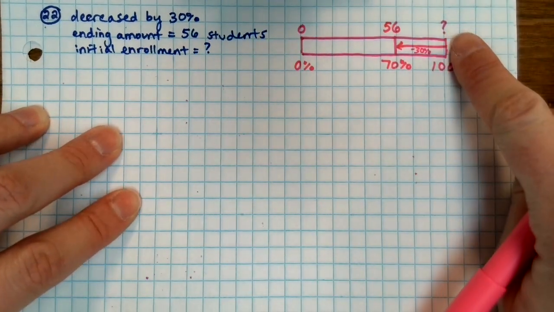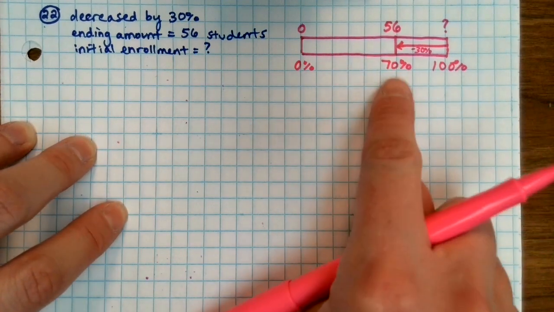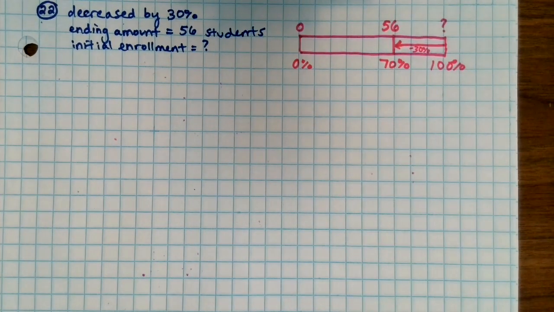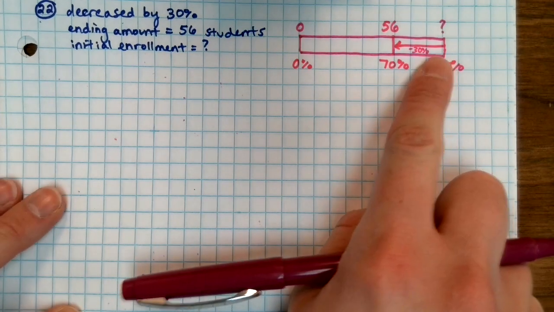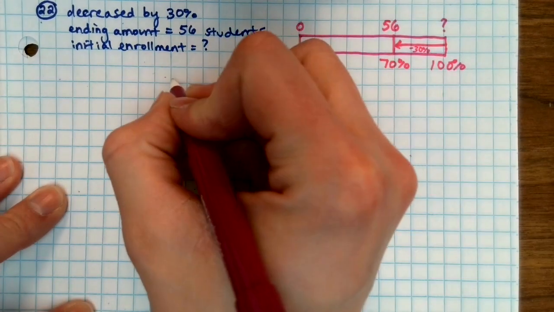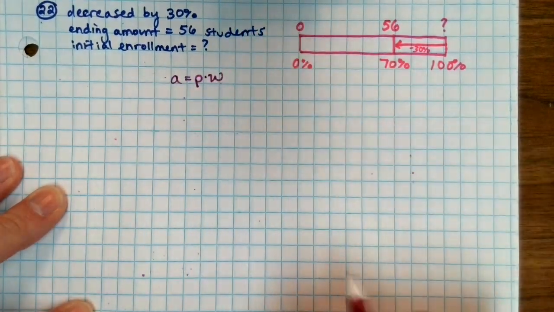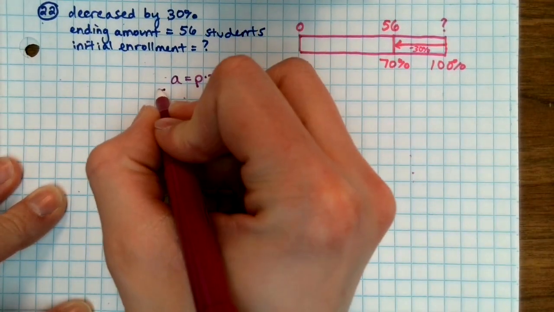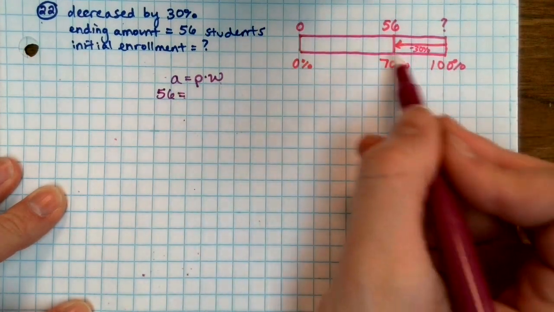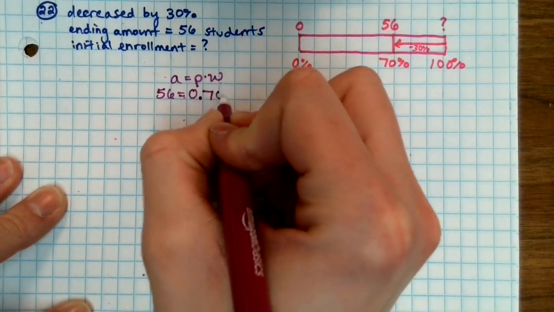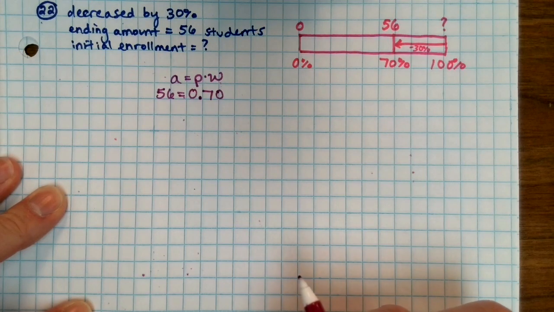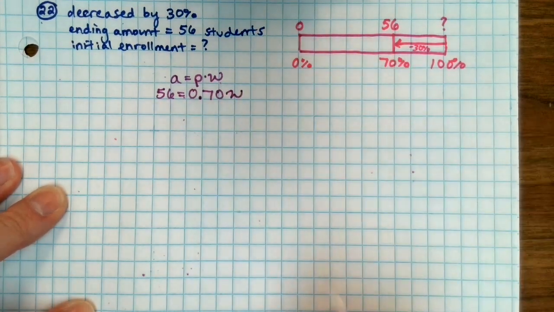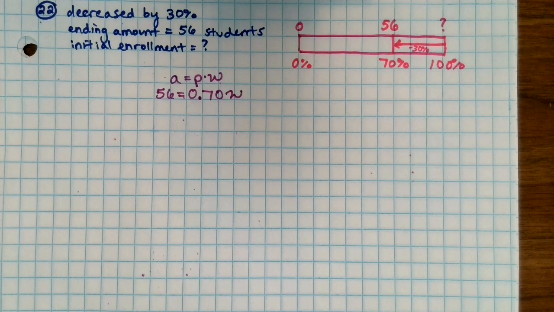So this 100% value should be more than 56. And the 70% is what we're going to use when we go through and solve this problem using the percent equation. Because again, you're left with 70% of the original amount after there was a 30% decrease. So A equals P times W. So the part is where you ended up, so we got 56 equal to our percent, which we're going to use 70%, but wrote as a decimal, so 0.70 or 0.7 times W, because again, we don't know what the original amount is. And then we go through and solve this.